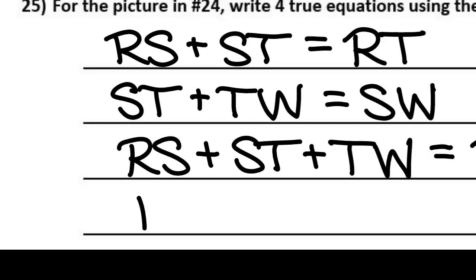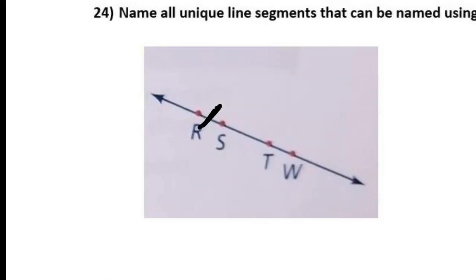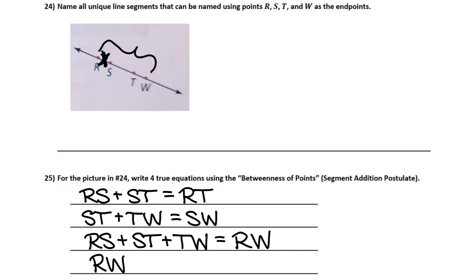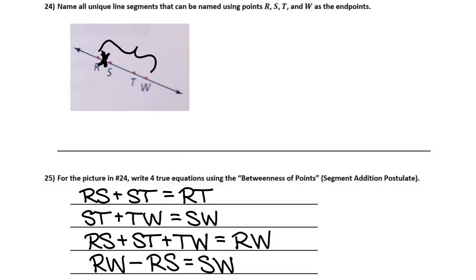Well, what about if I start off with the whole big segment, RW, and I take away this part right here. So I start with this whole thing, but then I take away RS. So minus RS. What would I be left with? SW. Yes. Very nice work.